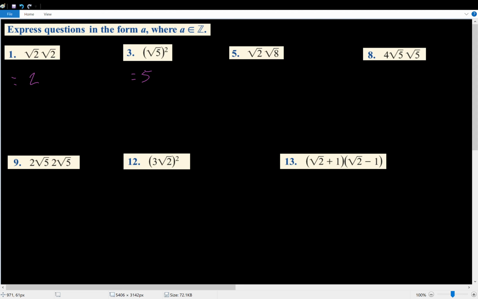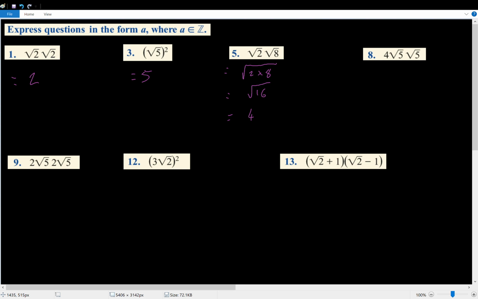For question 5, it's a little bit different. What we've got is root 2 times root 8. But when you've got it like that, what we can do is put the square root over the entire product. So it can become the square root of 2 times 8, which is going to be equal to the root of 16. And 16 has a square root, and that's 4. So we just get 4 for that one.